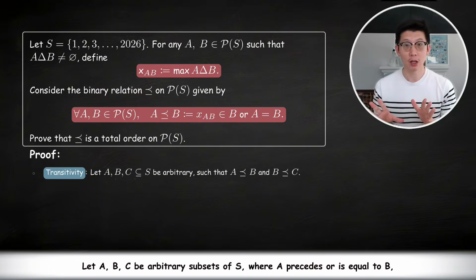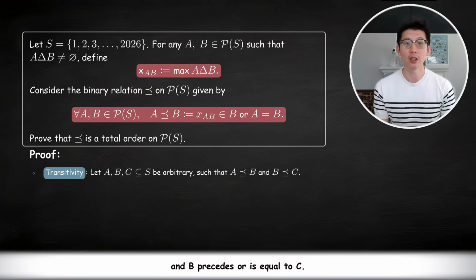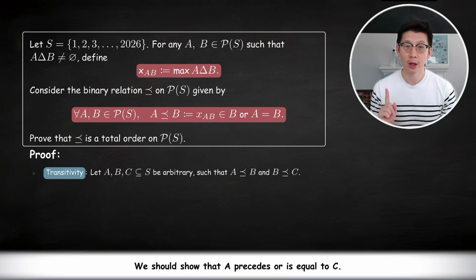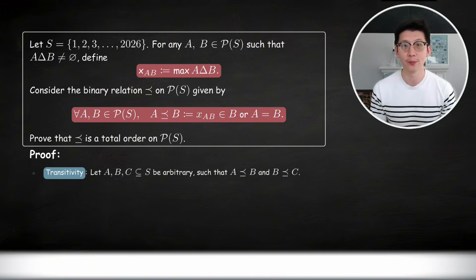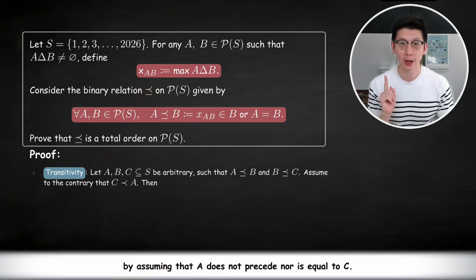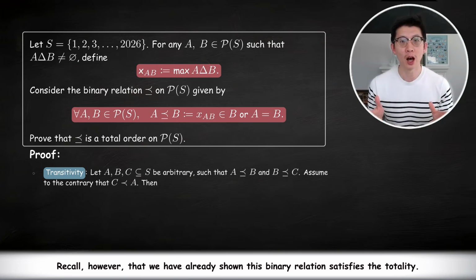Let A, B, C be arbitrary subsets of S, where A precedes or is equal to B, and B precedes or is equal to C. We should show that A precedes or is equal to C. Let us use the proof by contradiction again, by assuming that A does not precede nor is equal to C. Recall, however, that we have already shown this binary relation satisfies the totality.